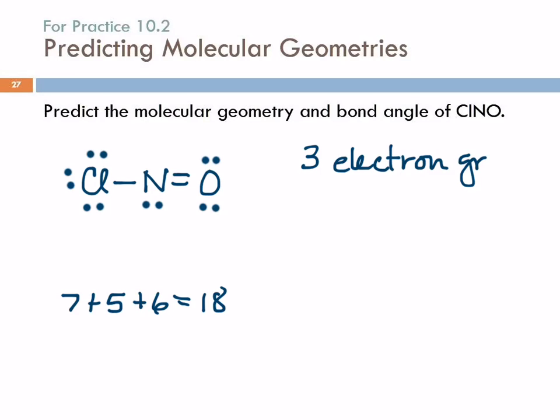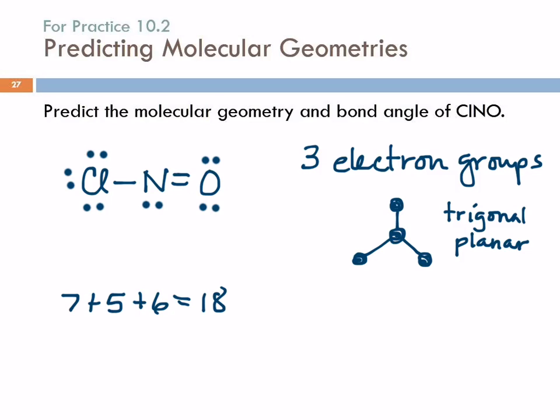How do 3 groups get away from each other? They form a triangle, right? So they're going to form a triangle. And that's called a trigonal planar geometry. That's the electron geometry. What are the bond angles then? 120.